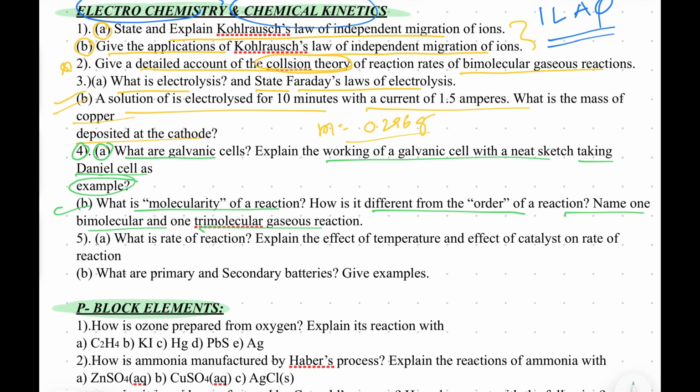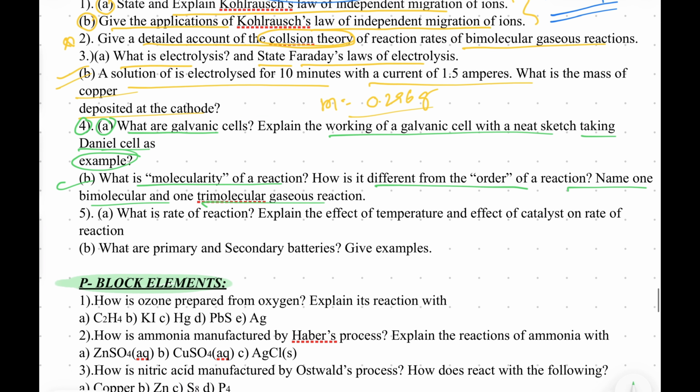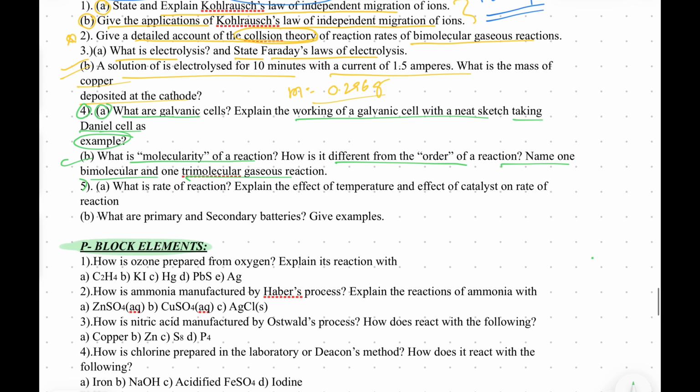So this is A and B combination. This question has been asked many times. It is a standard question, don't forget. Next one, fifth question: rate of reaction and the Arrhenius temperature.